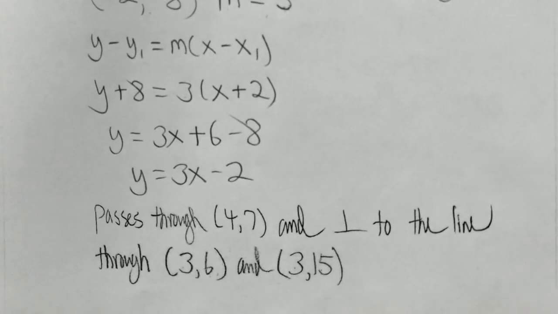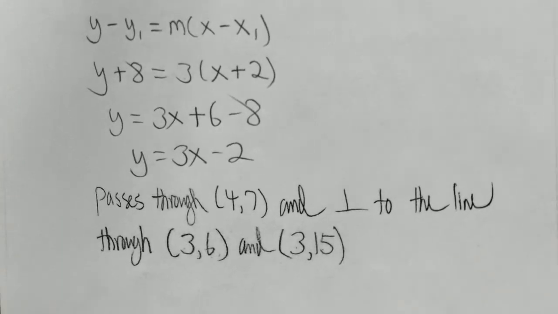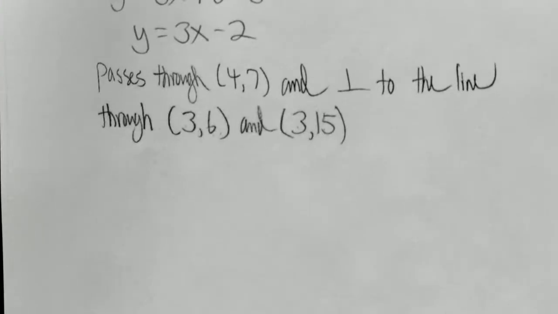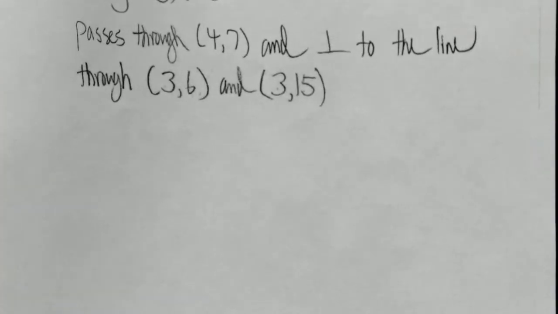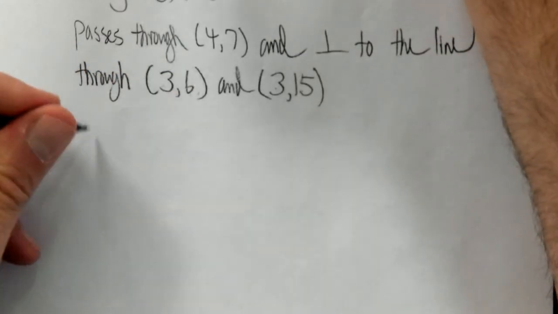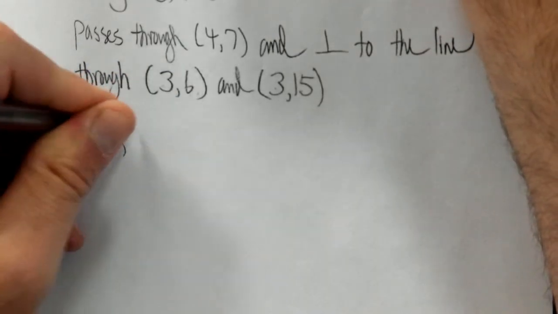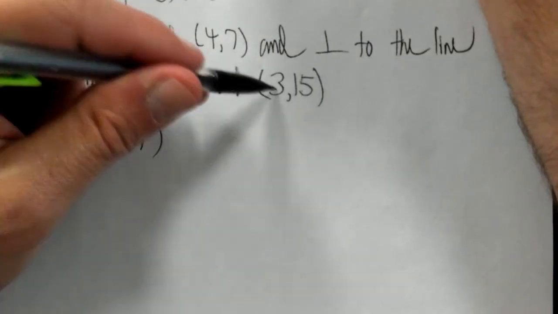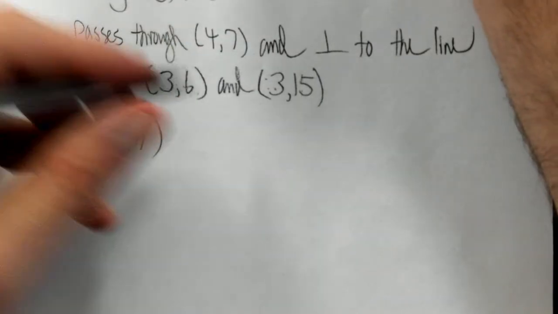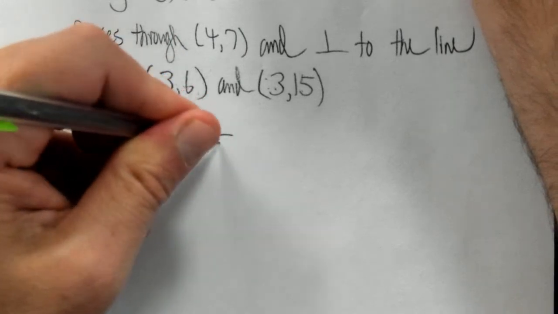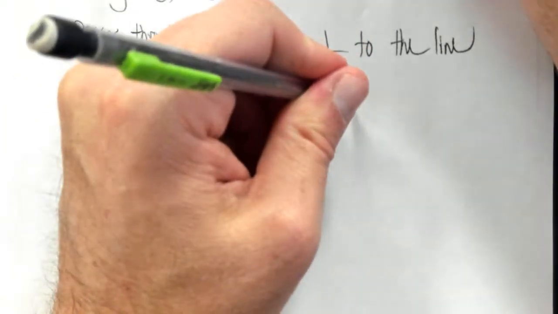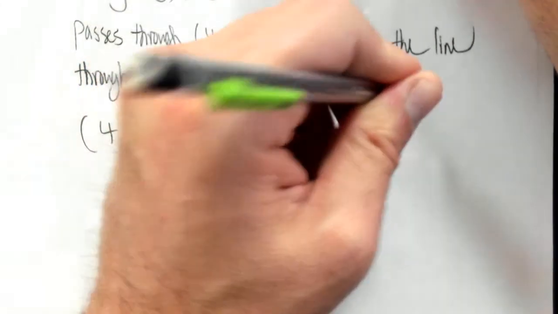So again, it's all about finding a point and the slope of the line that you want from the information that's given. How about this one? Passes through 4, 7. So I'm going to use that as my point because the line that I want goes through that. And it's perpendicular to the line that goes through these 2 points. So once again, to find the slope that I want, I need to find the slope of this line. So just like last time, I'm going to use change in y over change in x.